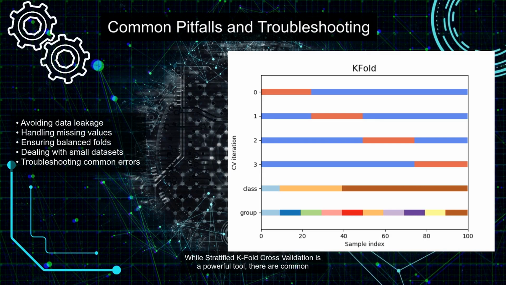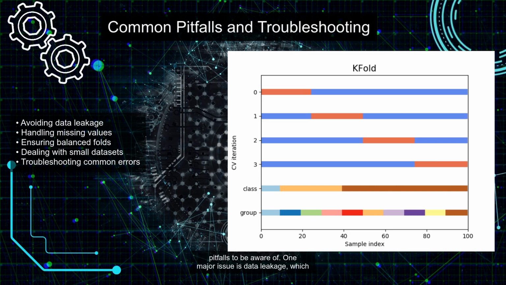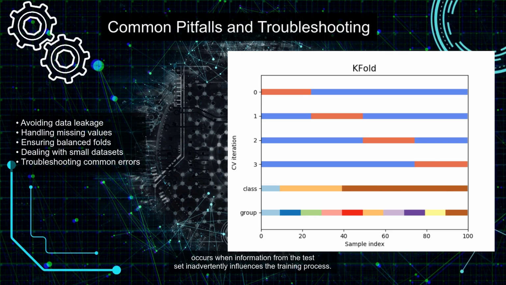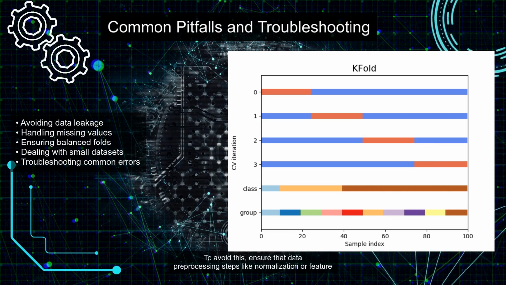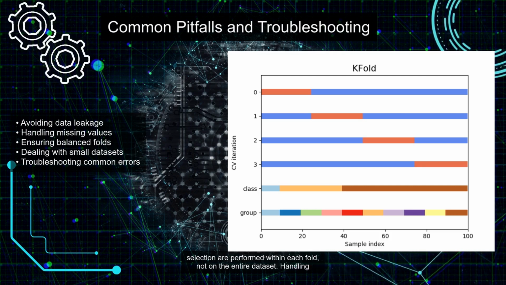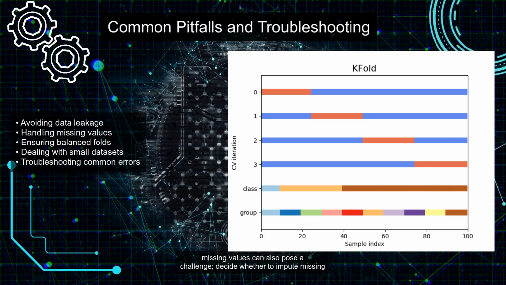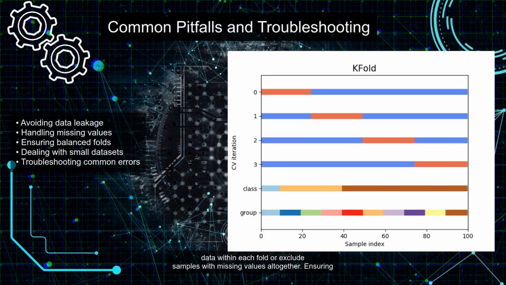While Stratified K-Fold Cross Validation is a powerful tool, there are common pitfalls to be aware of. One major issue is data leakage, which occurs when information from the test set inadvertently influences the training process. To avoid this, ensure that data preprocessing steps like normalization or feature selection are performed within each fold, not on the entire dataset. Handling missing values can also pose a challenge. Decide whether to impute missing data within each fold or exclude samples with missing values altogether.